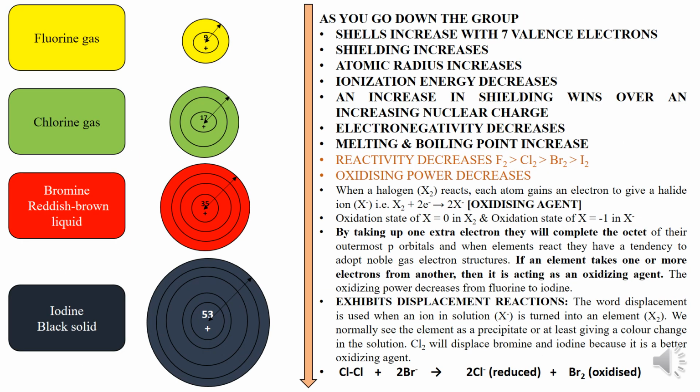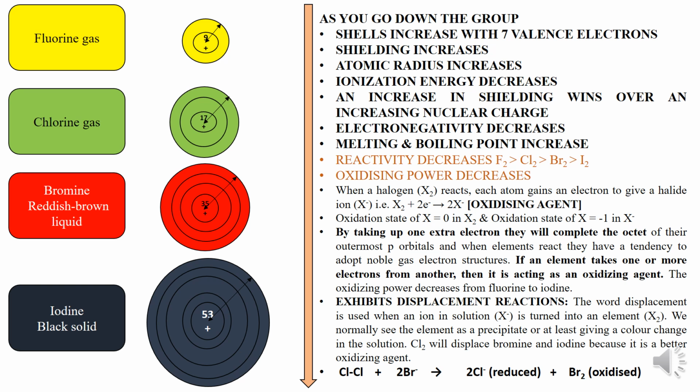Now, as you go down the 7th group in the periodic table, where you find the halogens, the shells increase. But though the number of shells increases as you go down the group, the number of valence electrons remains one and the same. So each halogen atom has a total of 7 valence electrons in the outermost shell.